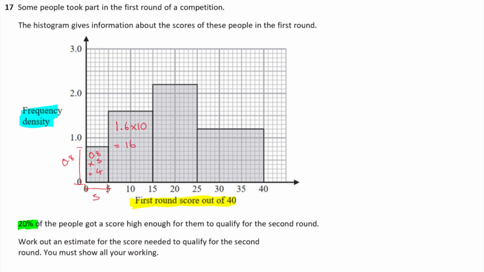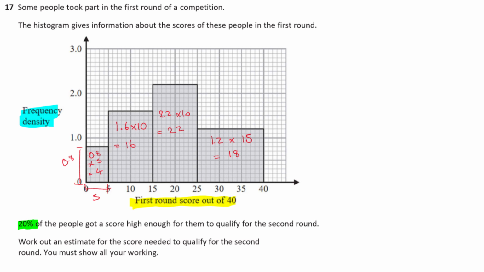In the next bar along, the width is still 10. What's the height this time? It's going to be 2.2. So 2.2 times 10, that's 22. And finally, the last bar has a height of 1.2. The width this time is, what was that, 15? So 1.2 times 15. So what's that? 12 and 6. That's 18, isn't it?